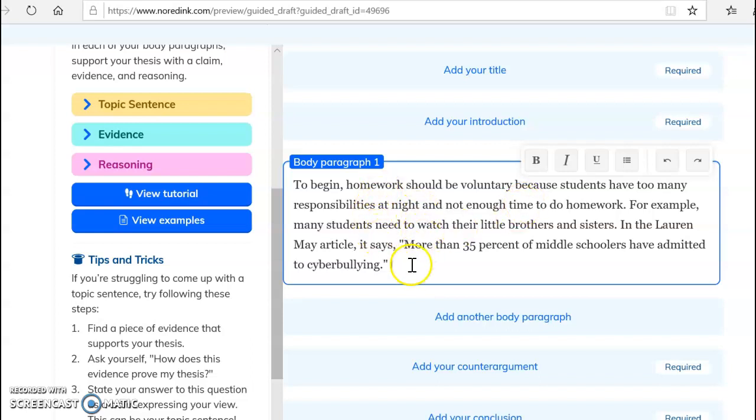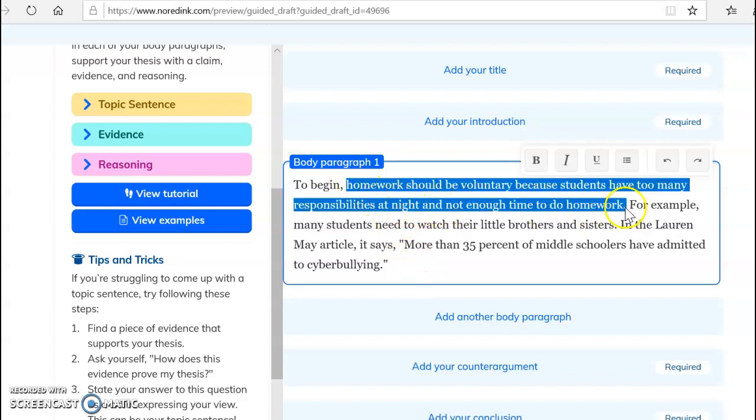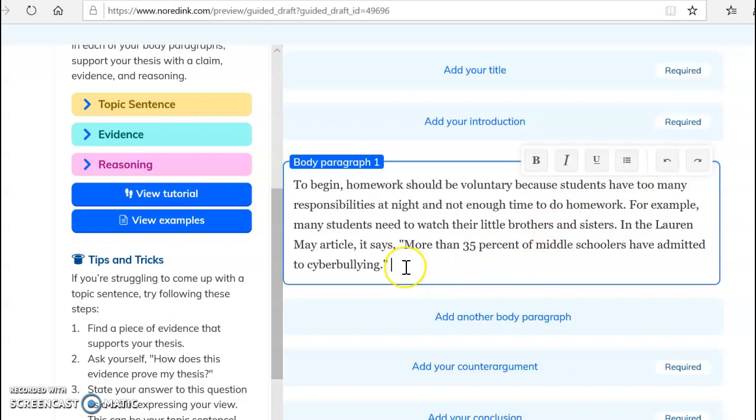Your body paragraph, for those of you that are asking, is going to be approximately 7 or 8 sentences. You're going to start off with your topic sentence here. You're going to give a couple examples. Don't just use quotes, but use them to support. Remember always to support your quote. And then give a second example, and then you're done.